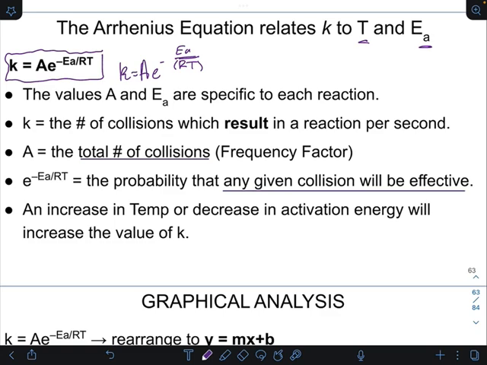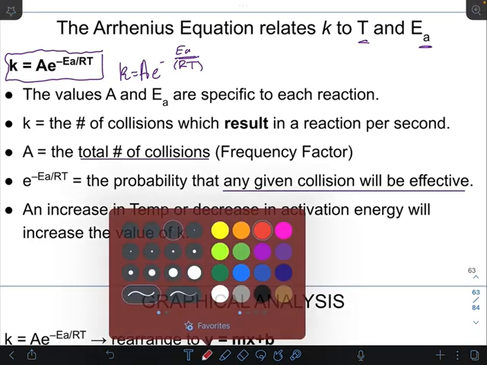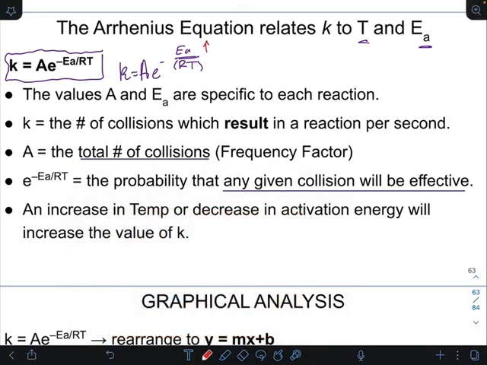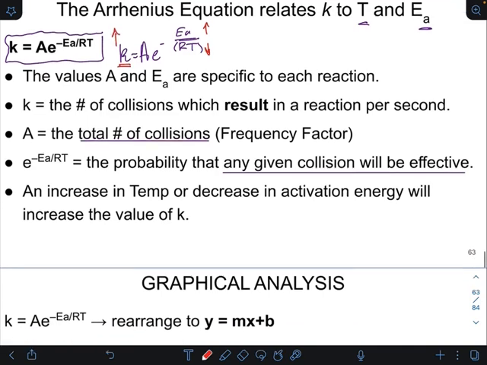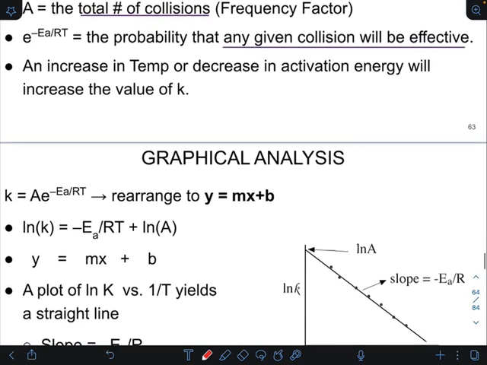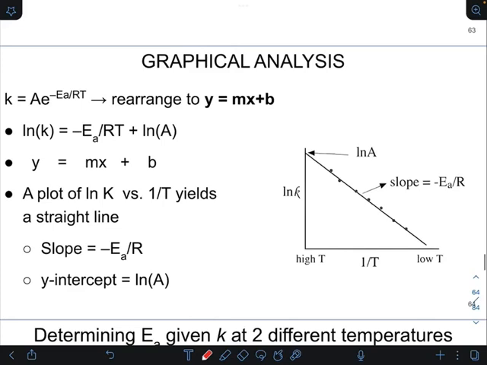Okay. And what we can see is that if you decrease activation energy or if you increase temperature, you are going to increase the value of K. Okay. So again, something we want to do is be able to plot this as a linear graph. So we need to rearrange K equals A e to the negative Ea over RT into a y equals mx plus b form.